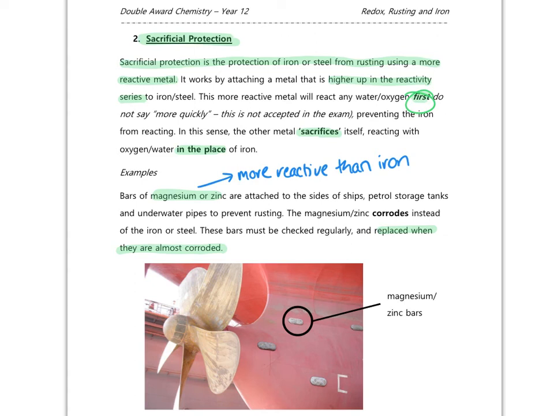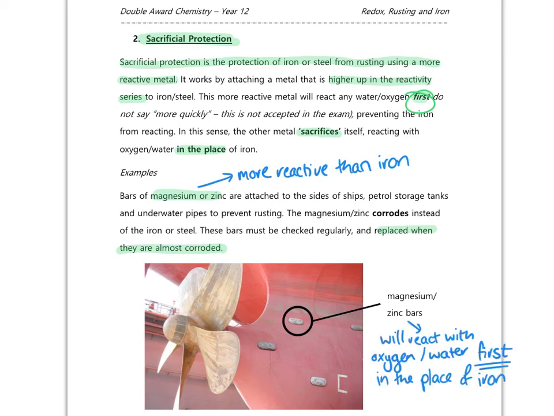So the magnesium and the zinc will react with oxygen and water first. So essentially you've got these magnesium or zinc bars on the side of iron or steel. So essentially all of it is exposed to the water and oxygen, but because magnesium and zinc are more reactive than iron, they will react with the oxygen and water first, but then once they've all worn away, once they have totally corroded, then the iron will start to react with the water and oxygen. So you've got to be careful to replace the magnesium and zinc bars before they fully react.